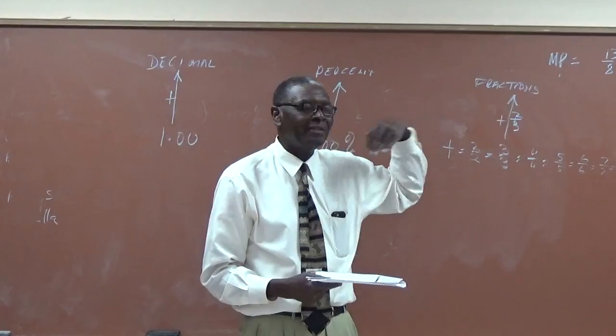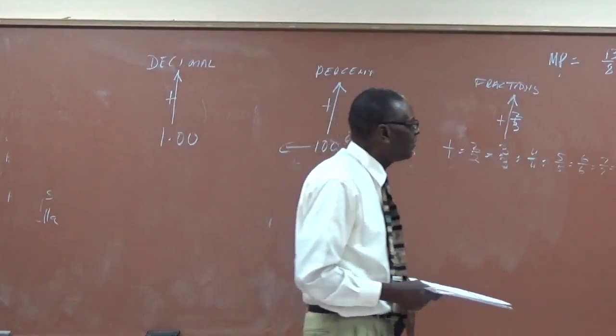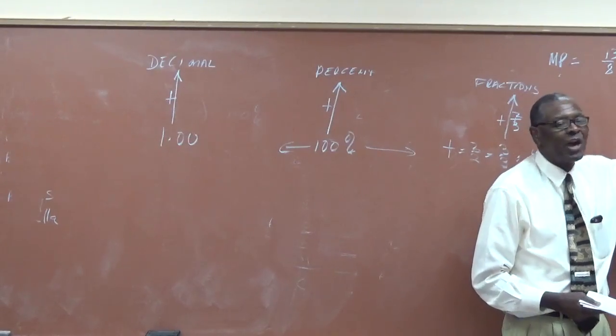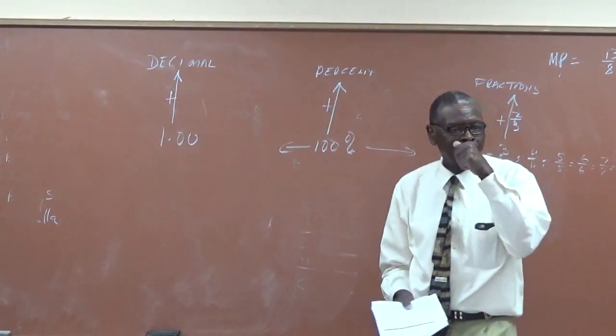So the only way I can show you that this is very close to 5/8 is to change it to a decimal equivalent. The decimal is 0.625. That's the same thing as 5/8. Okay?